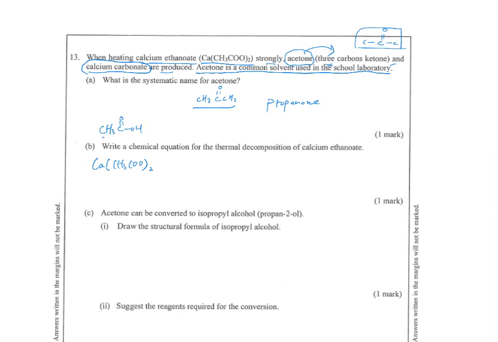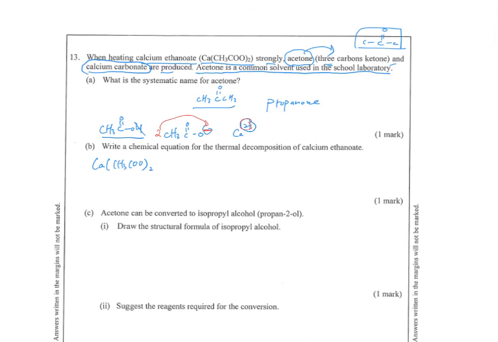Can you see that? This is ethanoic acid, and when one hydrogen is lost it becomes CH3COO negative, so it carries a negative charge. If we react it with a calcium ion, how do you balance it? The calcium is 2 plus, while the other is only negative, so you need to put 2. Make sure to balance the charge: left hand side is 2 minus, right hand side 2 plus.